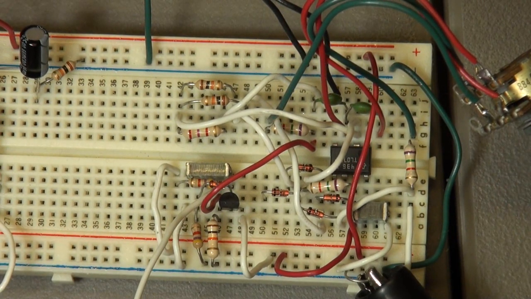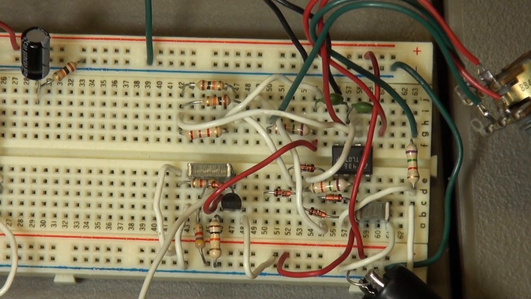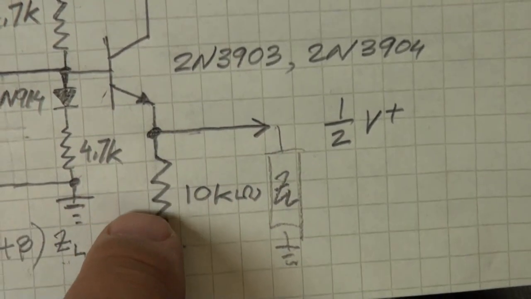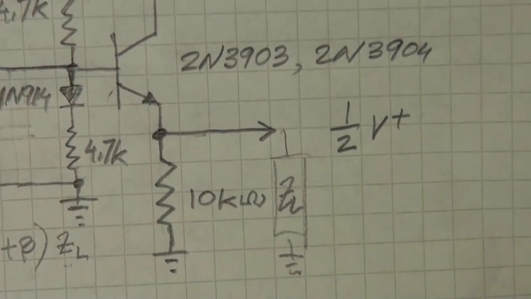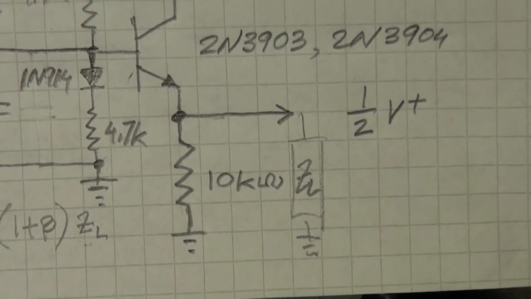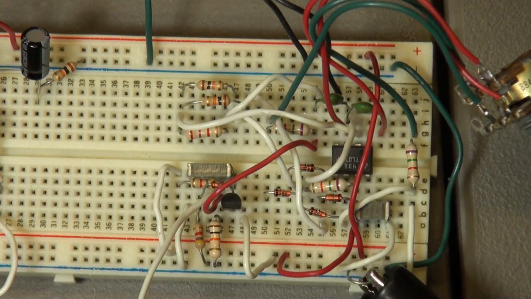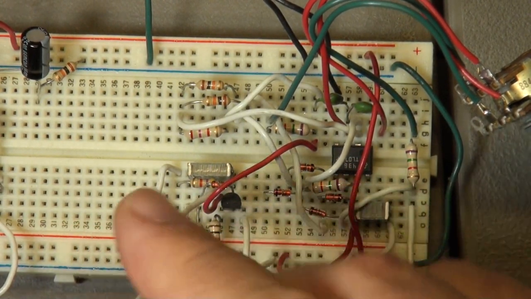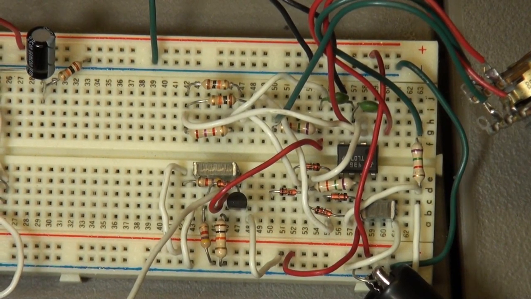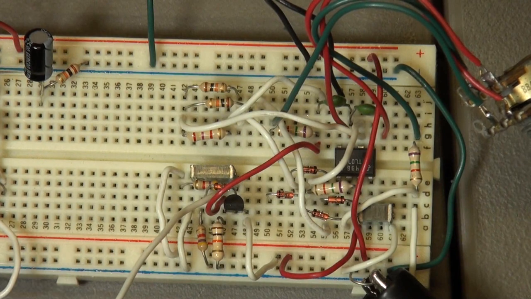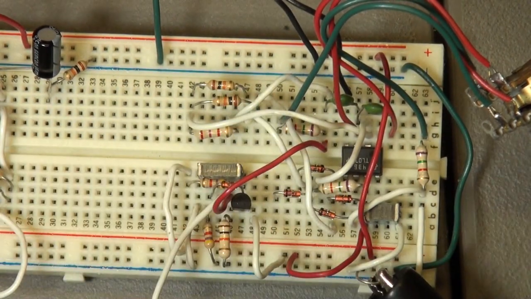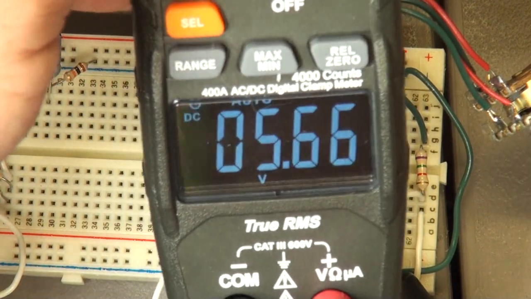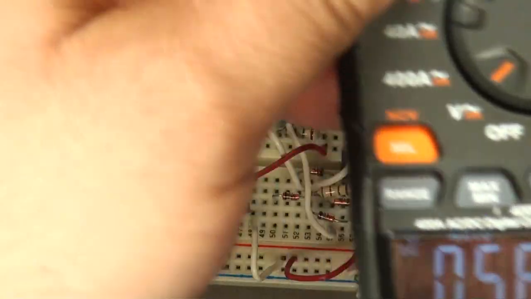So just before we leave the breadboard, let's measure the output voltage that we're supposed to get at the junction of the 10K resistor and the emitter of the transistor, to see if we actually have half, 50% V plus. So if I clip my multimeter probe onto there, that is going to the emitter resistor. And what do we have? Here it is: 5.66. That is pretty close to 6 volts. Satisfying for me.